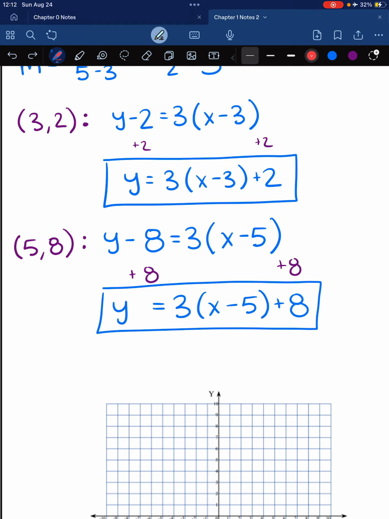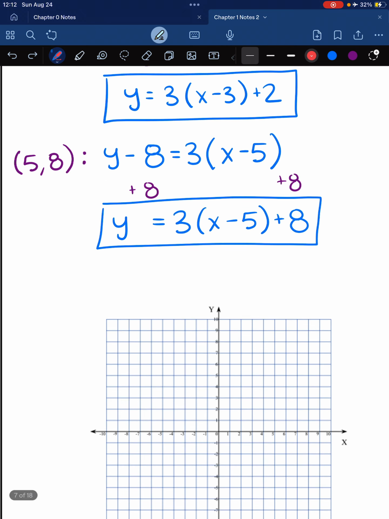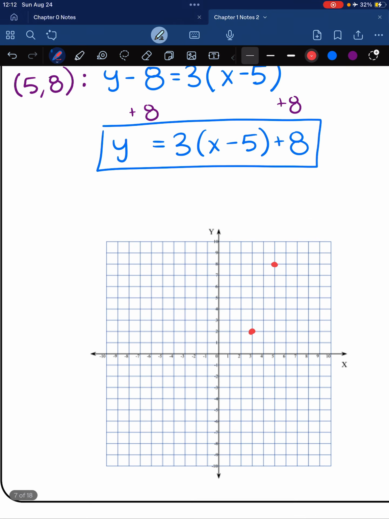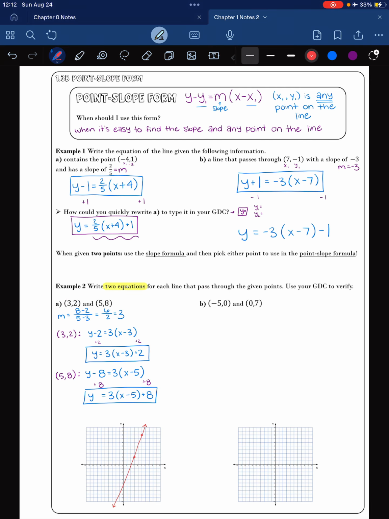Because let's look at graphing this. So I'm just going to graph it using these 2 points, (3, 2) and (5, 8). And we can go ahead and graph that line. It's not perfectly straight. But if we used a ruler, we'd be able to get that a little bit straighter, and they would have the same y-intercept there.